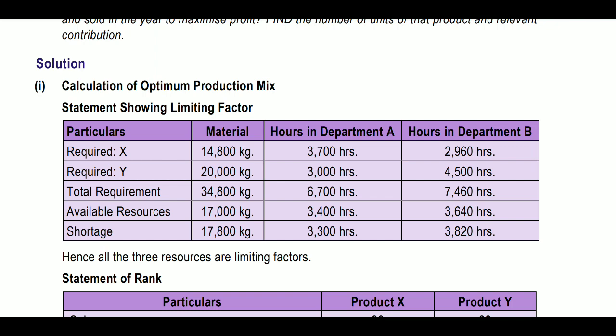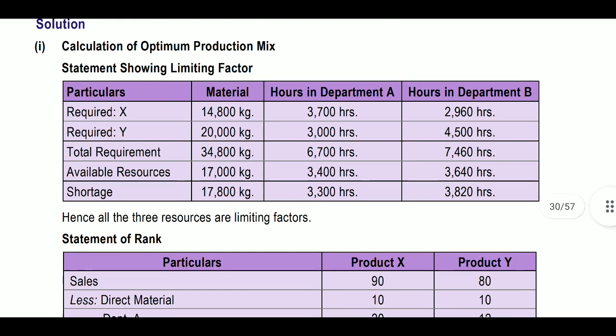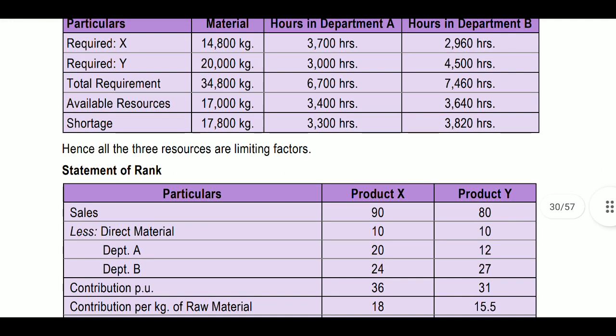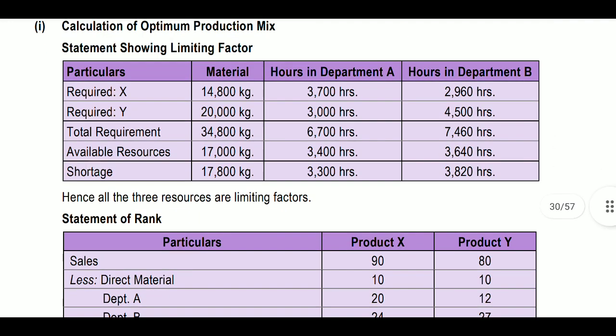Next, the shortage will be 17,800 kgs of material, in the form of department A 3,300 hours, and in the form of department B 3,820 hours. Hence all three resources are limited factors. So material is limited, and hours of departments A and B are limited. All three are limited.